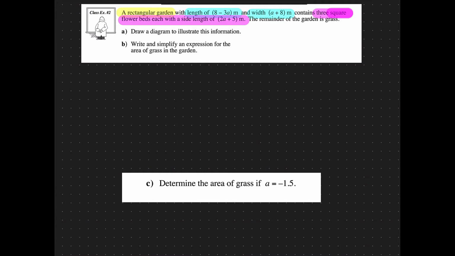Okay, so first of all, we're going to start off with the rectangular garden. Done. And then it says a length. So we'll call this the length down here, and this one can be the width. The length is 8 minus 3a, and those are going to be in meters. And the width is a plus 8. And again, that's going to be in meters. And the area is obviously length times width.